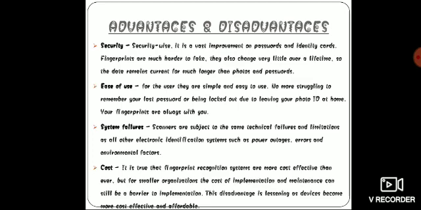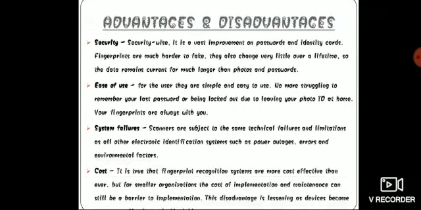In this slide, I just explain the advantages and disadvantages of the Arduino based fingerprint door lock. First, I will explain security. Security wise, it is a vast improvement on passwords and identity cards. Fingerprints are much harder to fake. They also change very little over a lifetime, so the data remains current for much longer than photos and passwords.